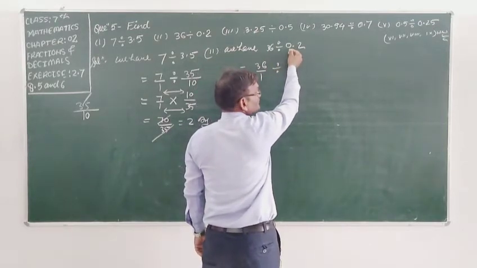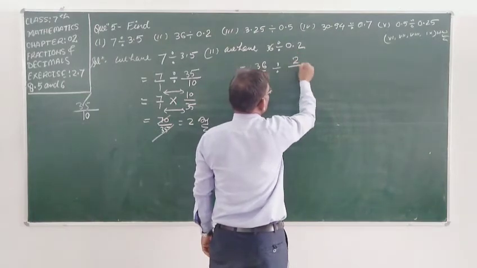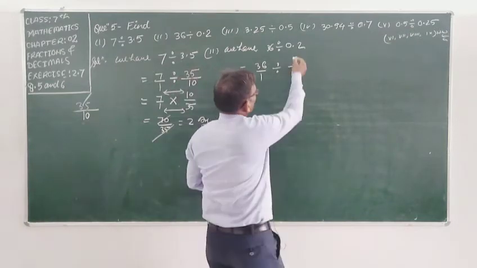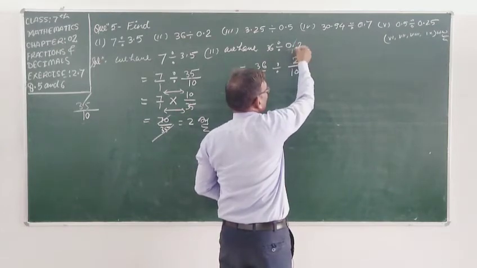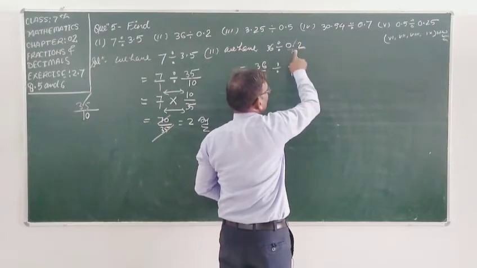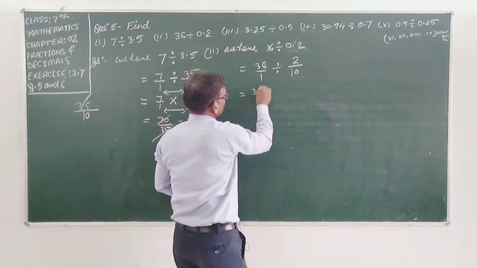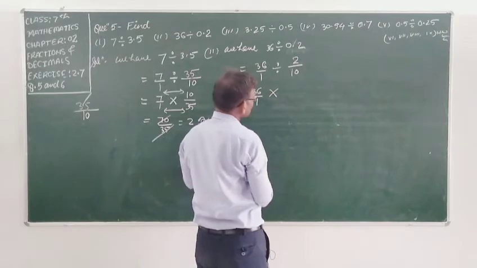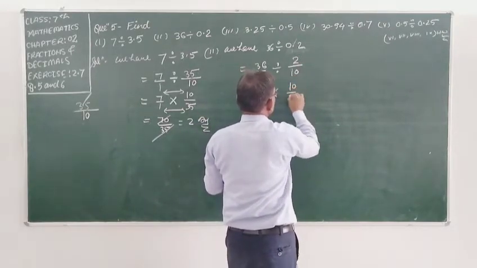Now change it into a fraction. So we will write 2 upon 10. We draw the division bar, cancel the decimal point and write the 1, and one digit has come after the decimal point, so we write 10. You know very well. So 2 upon 10. Now student, divide it: 36 upon 1. The division sign you will change into a multiplication sign and write the reciprocal, 10 upon 2.